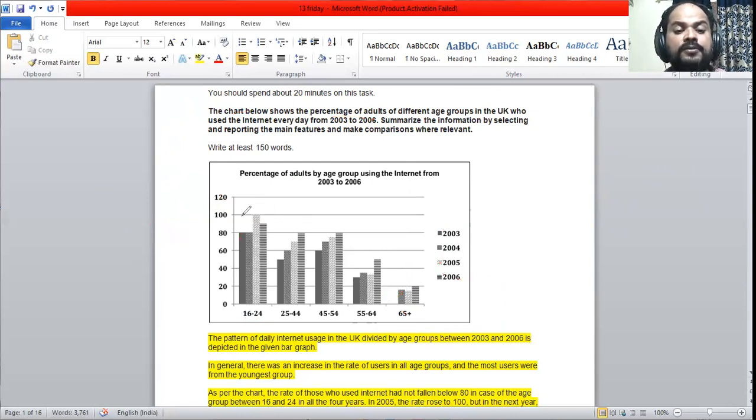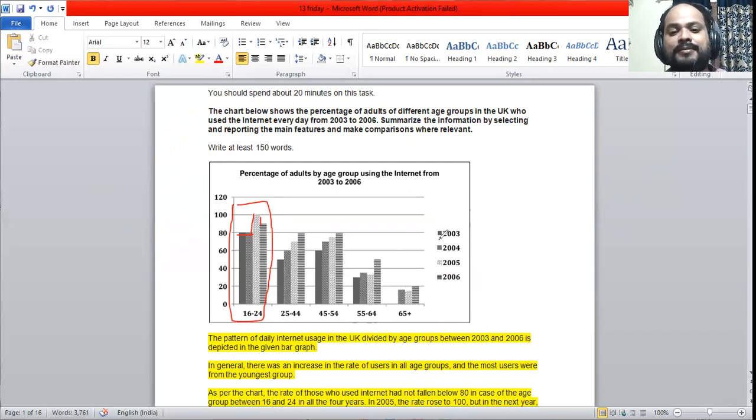Out of the total population of this age group, 80% used the internet daily in both the years 2003 and 2004, and this jumped to 100%. All this population used the internet on an everyday basis in 2005. It slipped by 10% in 2006.